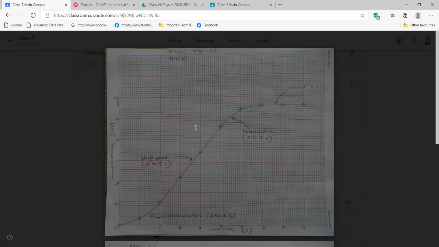Sir, should we draw it vertically or horizontally? No problem, it depends on the values you are getting. If you think the horizontal one, the landscape one, is working better, then you take that one. If you think the vertical one, the portrait one, is working better, you take that one. That's not a problem. Is it clear?